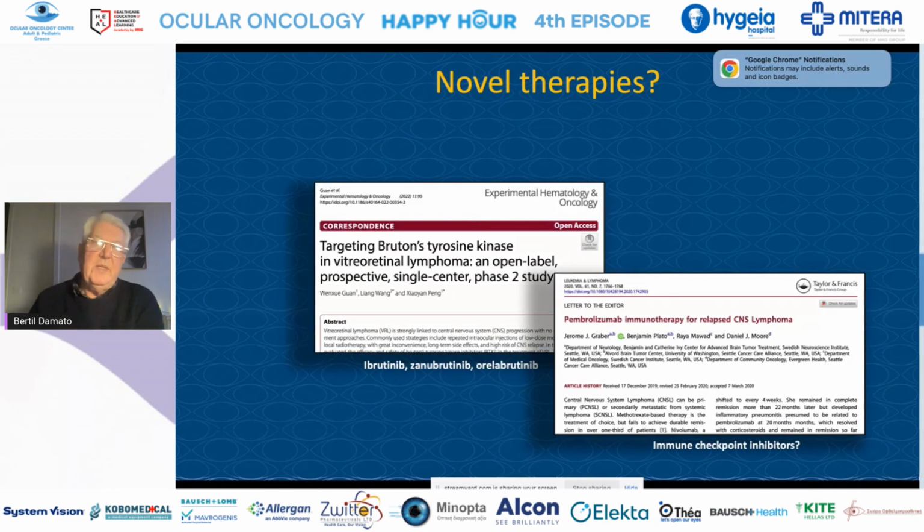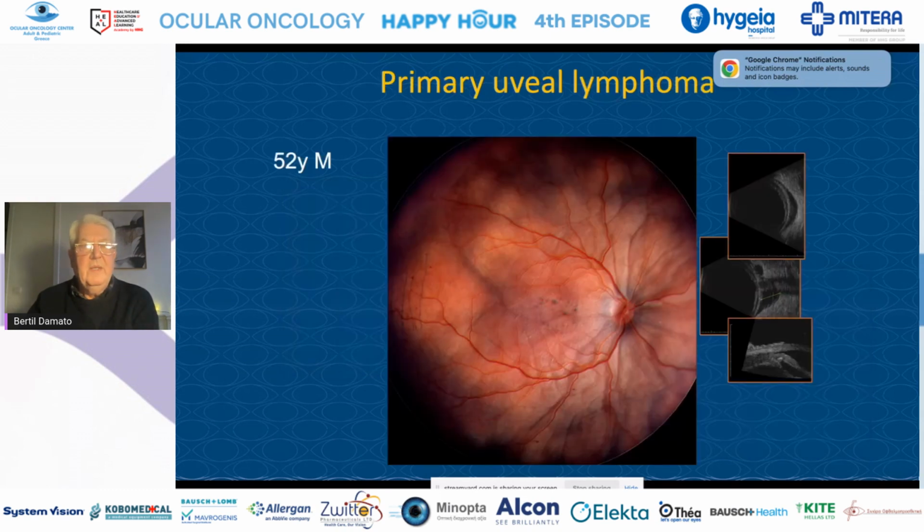So there are new treatments coming along. There are these drugs that target Bruton's tyrosine kinase, such as ibrutinib and so on, which are showing efficacy with CNS lymphoma. And then there are these immune checkpoint inhibitors, nivolumab, pembrolizumab, etc., which are showing efficacy with CNS lymphoma, and maybe they might show the same with vitreoretinal lymphoma one day.